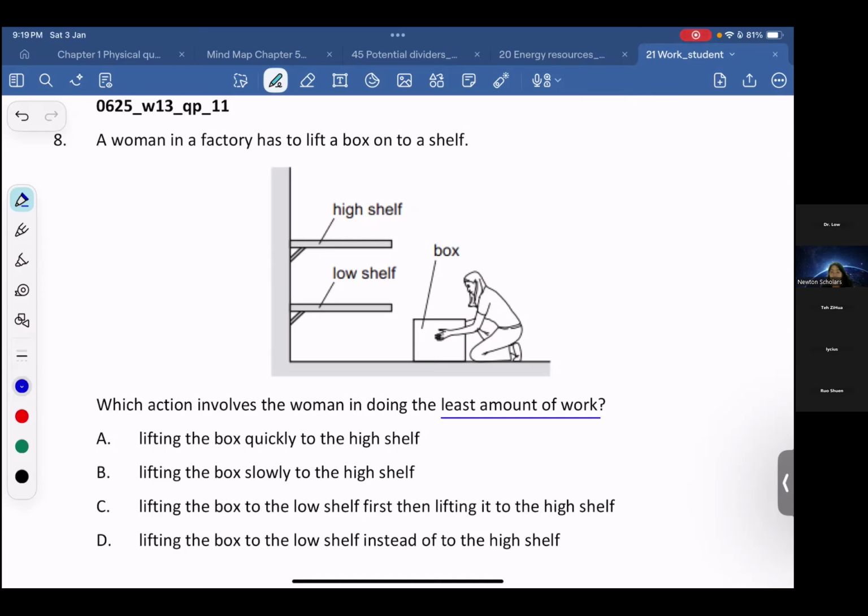Crystal correct. Yes. Zihua correct. Okay, what is the answer for this?